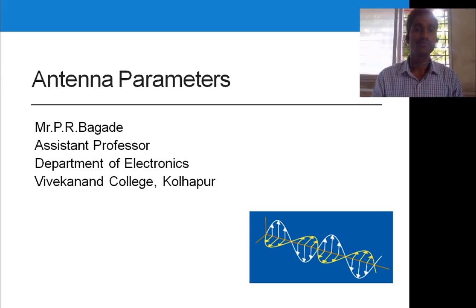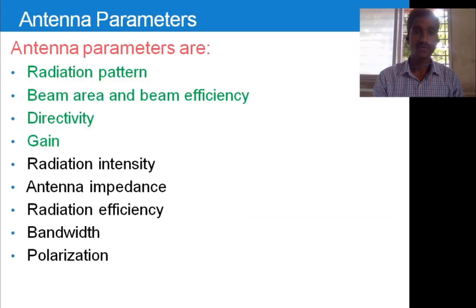Hi student, in this lecture we are learning the antenna parameters. In the first lecture we learned radiation pattern. The second parameter is beam area and beam efficiency. The third parameter is directivity, and the next parameter is antenna gain. These parameters we learned in the last lecture.